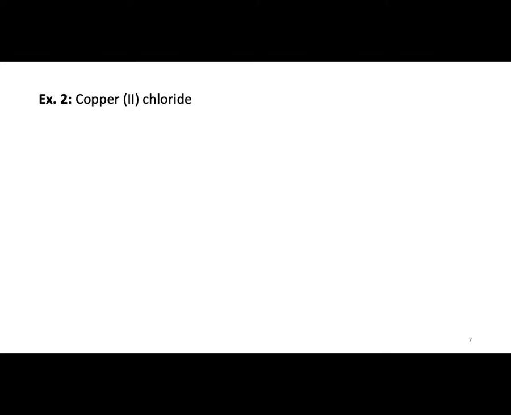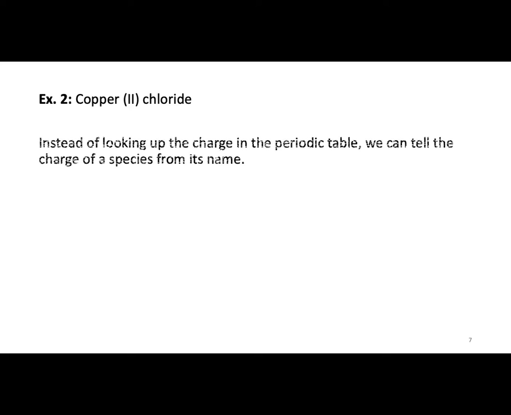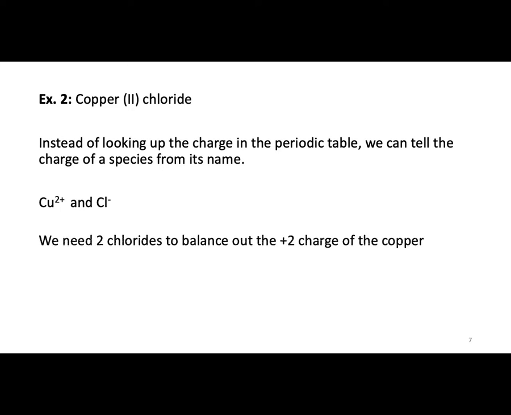If we use copper 2 chloride, instead of looking up the charge on the periodic table, we get the charge of the species of copper from its name. So this is copper 2, Cu2+. For chloride, I look at chlorine on the periodic table. There it is, it's -1. We need 2 chlorides to balance out the +2 charge of copper. So what's our formula going to be? It's going to be CuCl2.